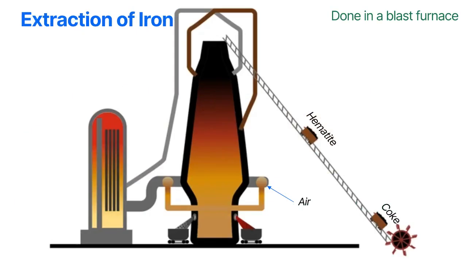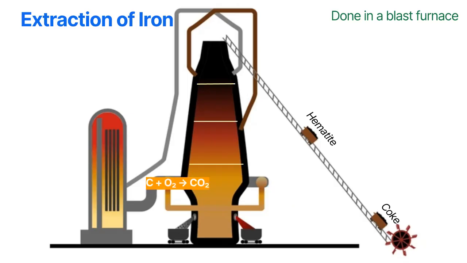Iron is extracted using a blast furnace, a tall structure where different chemical reactions happen as the materials move downwards. The raw materials added are hematite, which provides the iron 3 oxide; coke, which is a form of carbon and acts as the reducing agent; limestone, which removes impurities; and a blast of hot air, which provides oxygen for combustion. Note: in answering exam questions, always mention the role of each raw material in your answer.